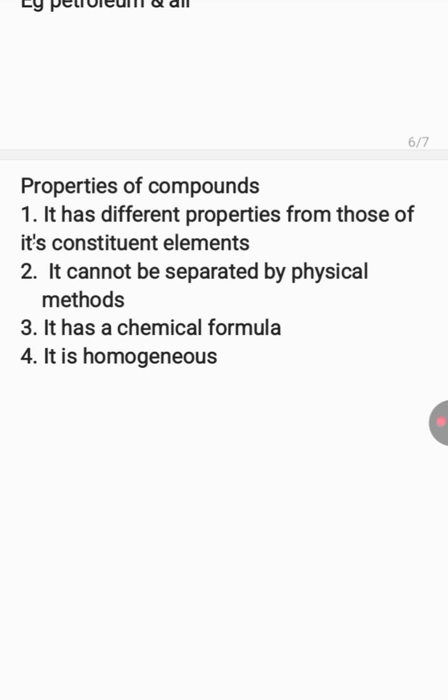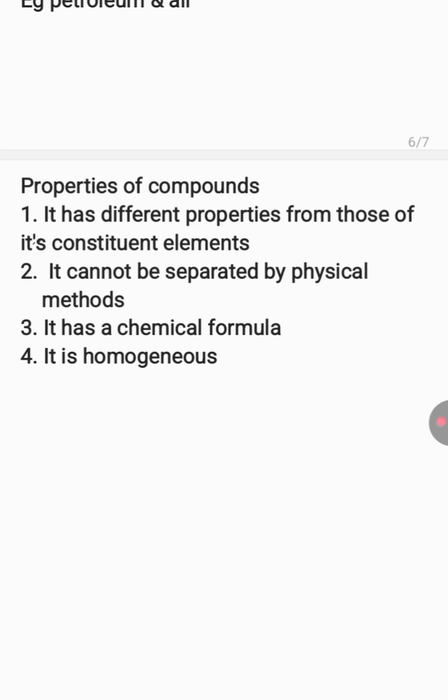2. It cannot be separated by physical methods. Yes, you cannot separate water into oxygen and hydrogen by physical methods. 3. It has a chemical formula. Yes, compounds have a chemical formula. For example, H2O for water, CO2 for carbon dioxide, NH3 for ammonia. 4. It is homogeneous.